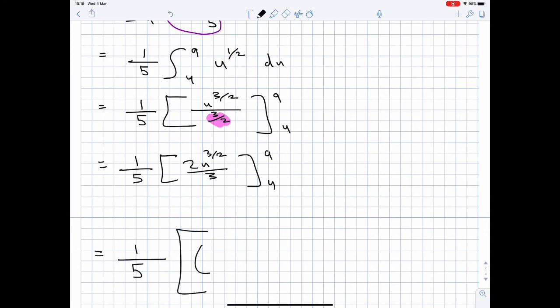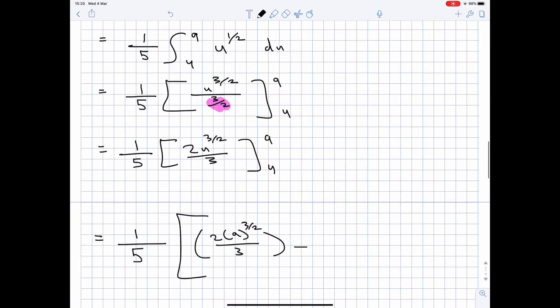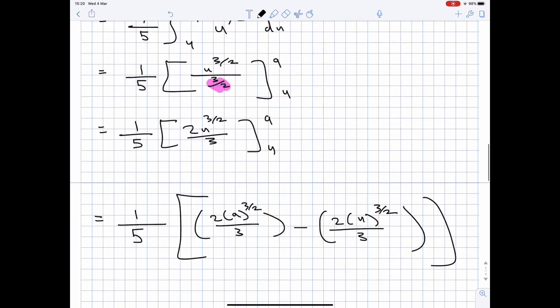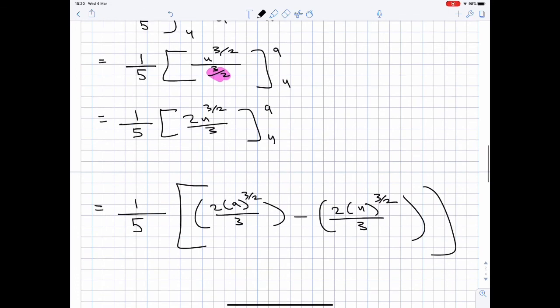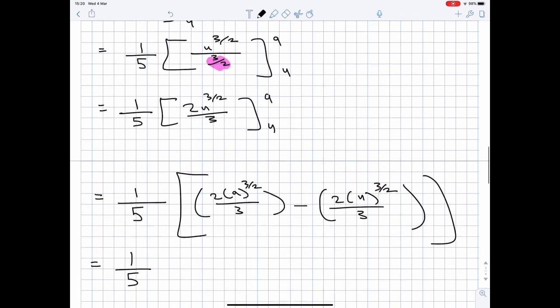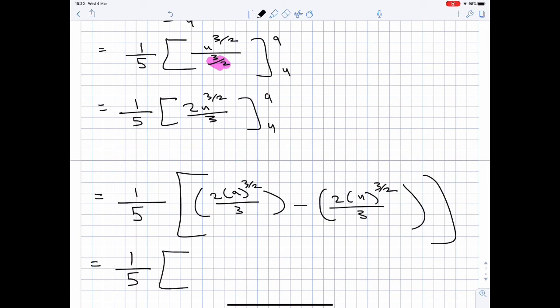Now first of all, we're going to put u equals 9 into our expression. So we've got 2 times 9 to the power of 3 over 2, divided by 3. And then the second part is where we put in u equals 4 into our expression. And obviously when we're integrating, we're going to be subtracting. And then we'll times by this constant outside after.